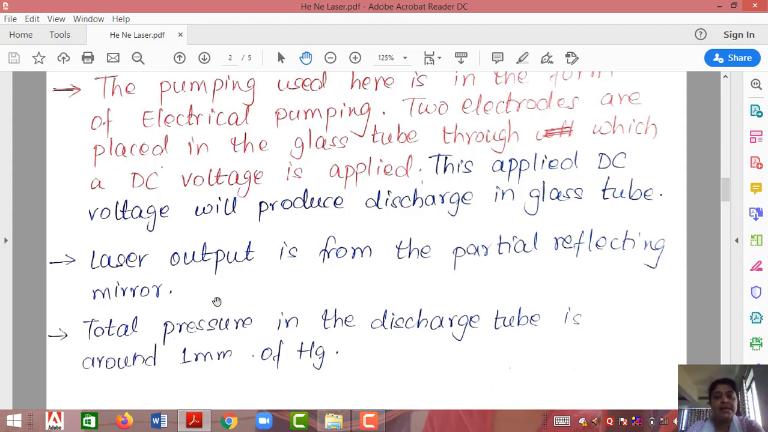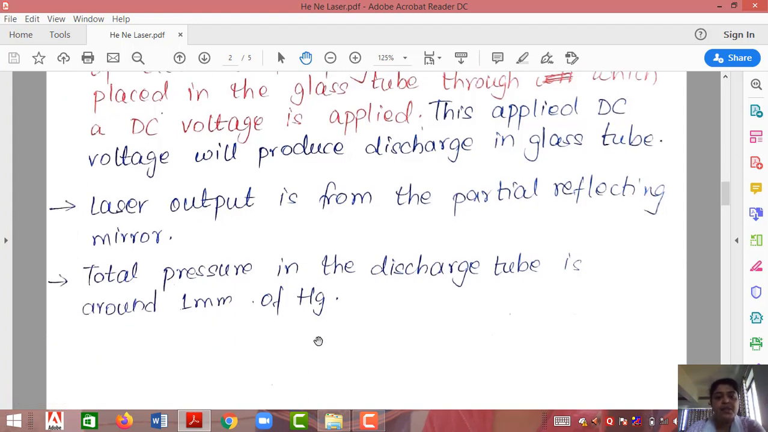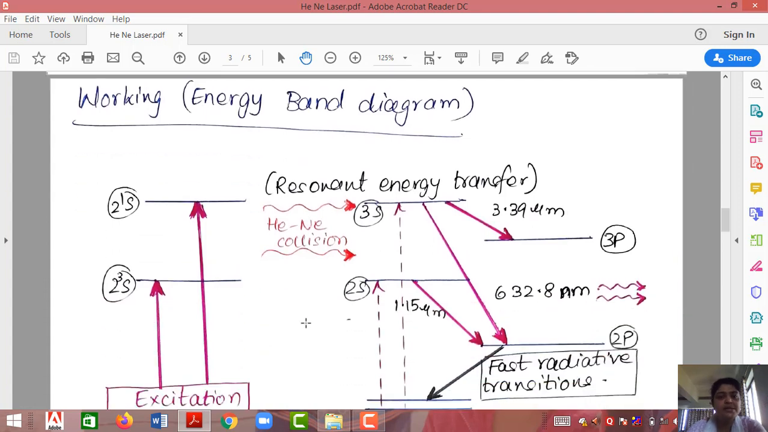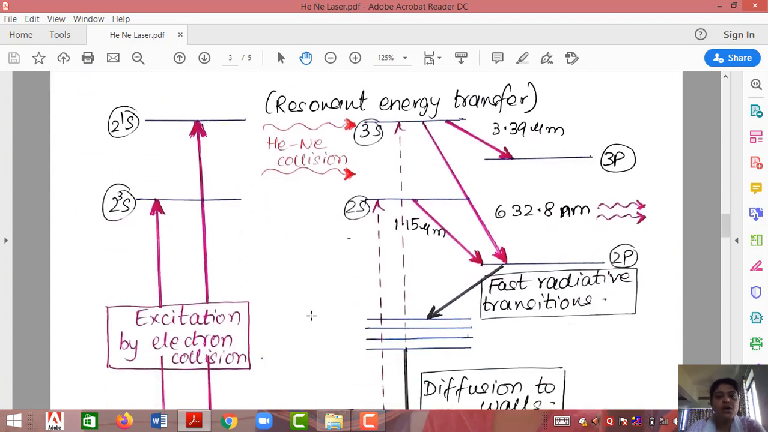Thereby resulting in amplification of laser, because the pair of partial and perfect reflectors forms the resonator cavity. The total pressure in the discharge tube is around 1 mm of Hg, like we had discussed earlier. Now let us move on to the working, which we call the energy band diagram.